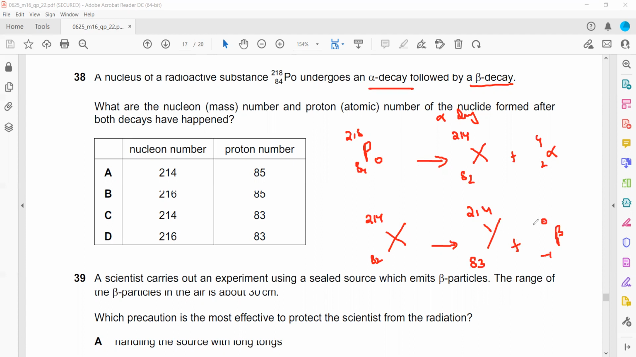So alpha emission followed by beta emission, they're asking what is the nucleon number at the last, like what are the nucleon number and the proton number of a nuclide formed. So what is the nucleon number? That is 214. And what is the atomic number? That is 83 of proton number. So C is the right answer.